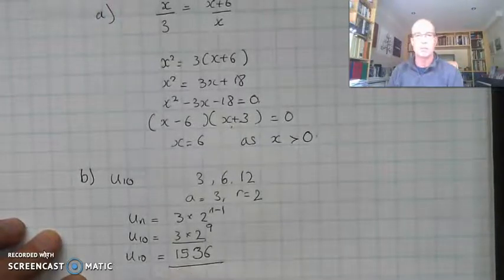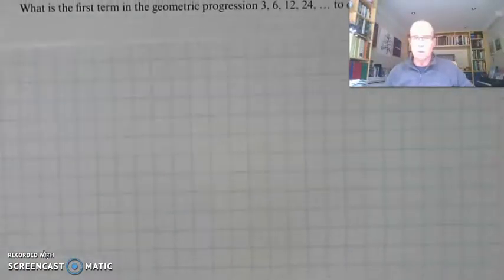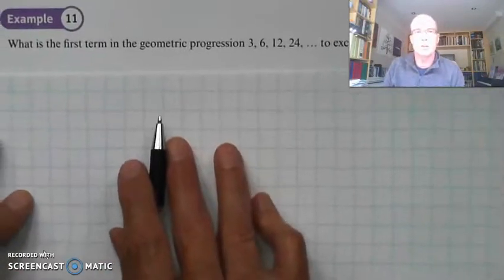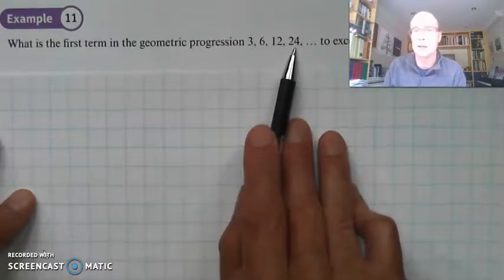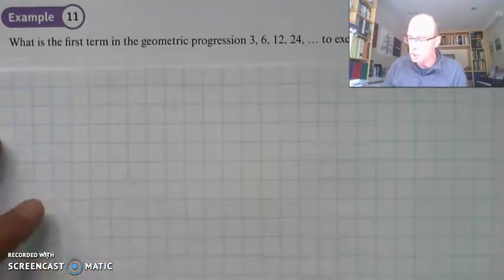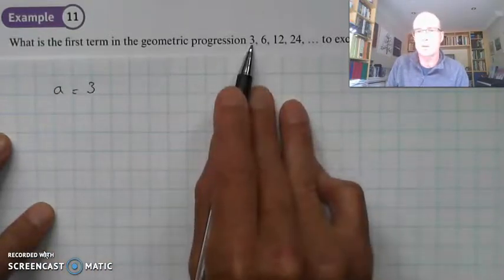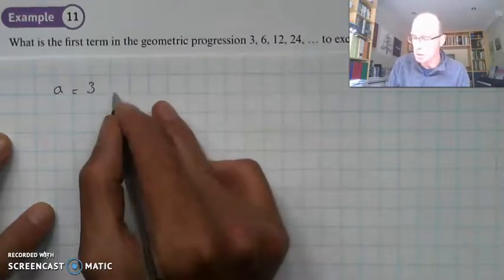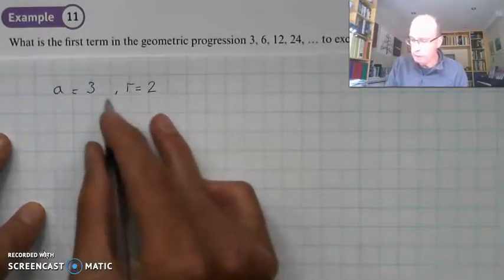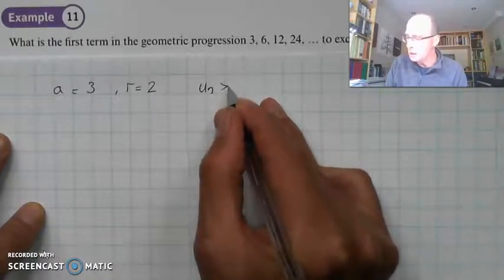1536 for u10. Okay, let's have a look at one final example, number 11. This time we've been given another geometric sequence. It starts 3, 6, 12, 24. Looks a bit familiar. And we're looking for the first term to exceed 1,000,000. Okay, so let's write down what we know. We know that a is equal to 3, the first term in the sequence, and we're doubling up each time. So my common ratio is equal to 2. And we're looking for the nth term that's going to be greater than 1,000,000.